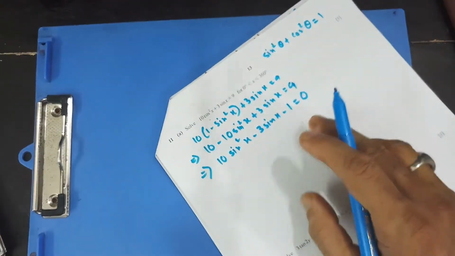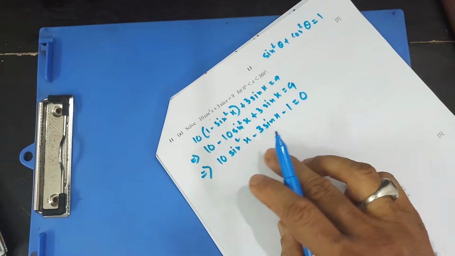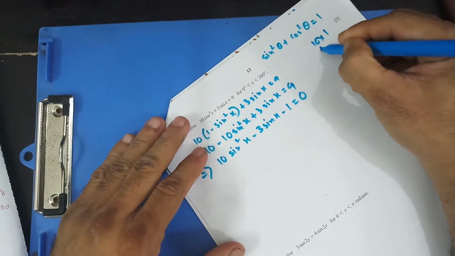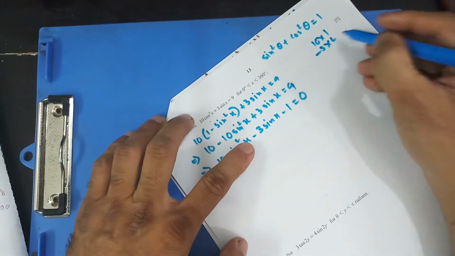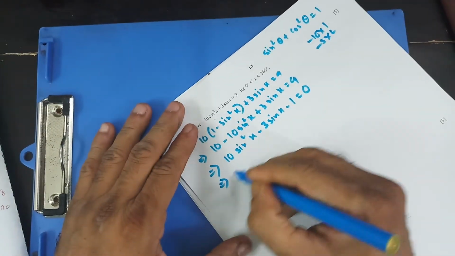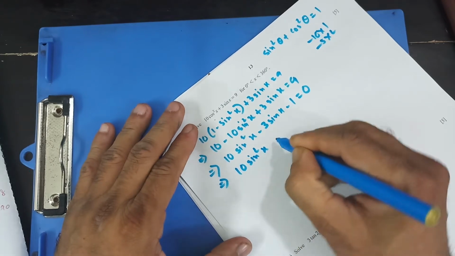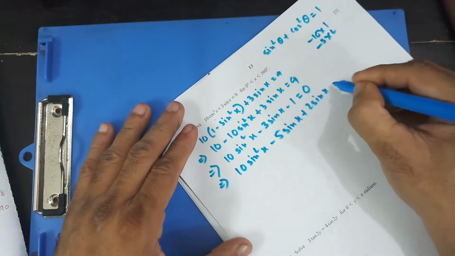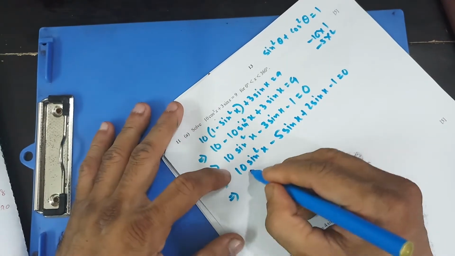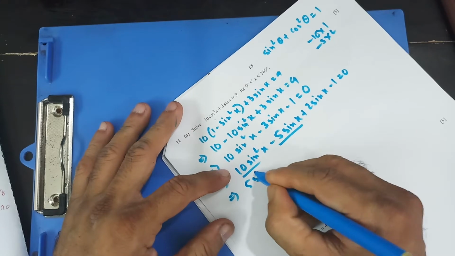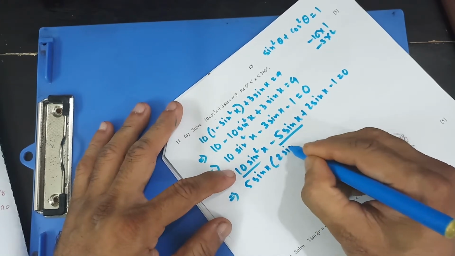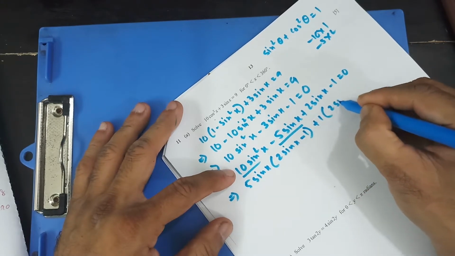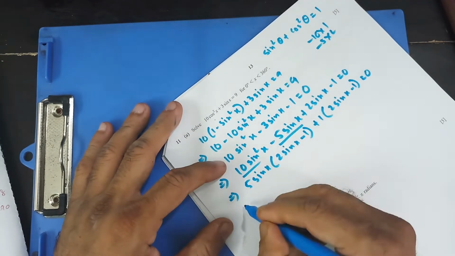Okay, it does look like a middle term break, right? So 10 ones are 10, 10 times 1 and 5 times 2, and that's negative, so that's negative, that's positive. So I can do 10 sine square x minus 5 sine x plus 2 sine x minus 1 equal to 0. So taking 5 sine x common, I end up with 2 sine x minus 1, plus 1 common, 2 sine x minus 1 equal to 0.